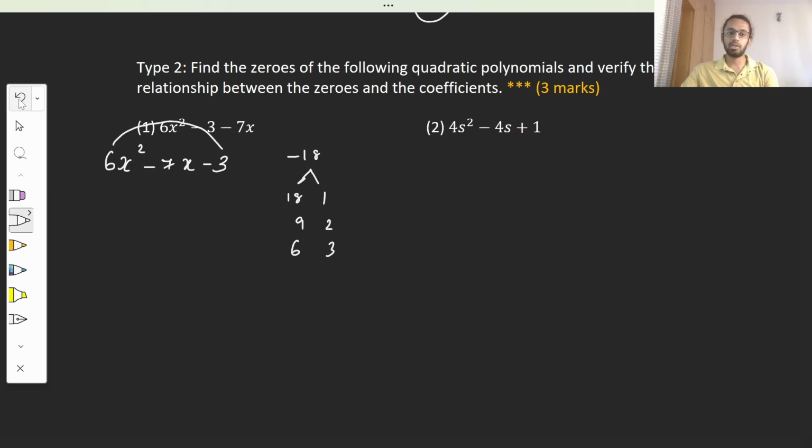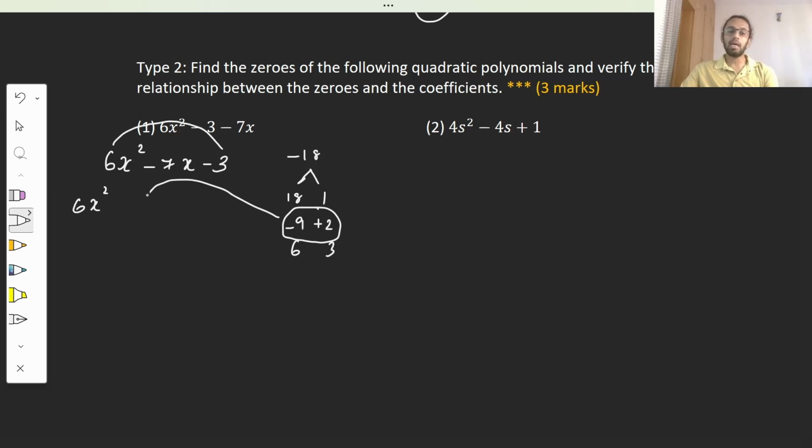This is the procedure. So how can we bring minus 7? The only combination that will give us minus 7 is 9 and 2. If we use plus 9 and minus 2, we'll get plus 7. So we need to use minus 9 and plus 2. This is a very crucial step, because if we take the combination incorrectly, then we will not be able to get the answer. Now, the first term remains the same.